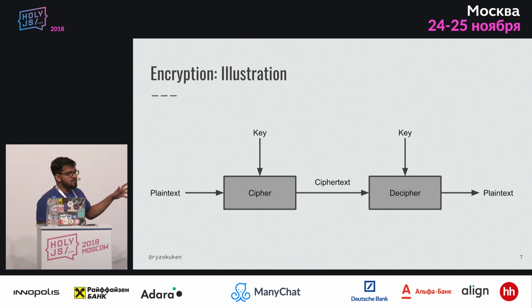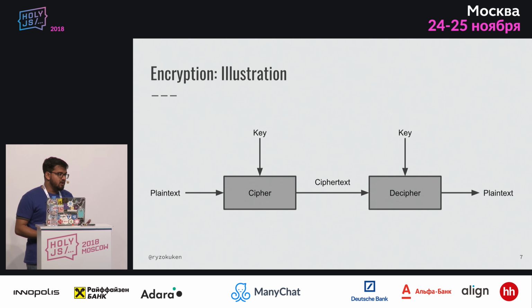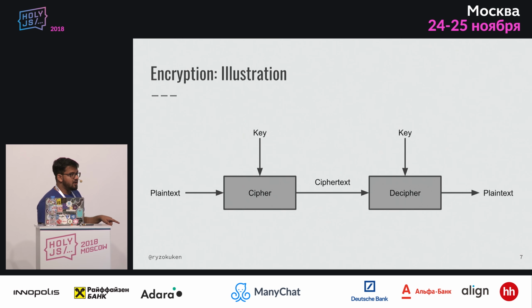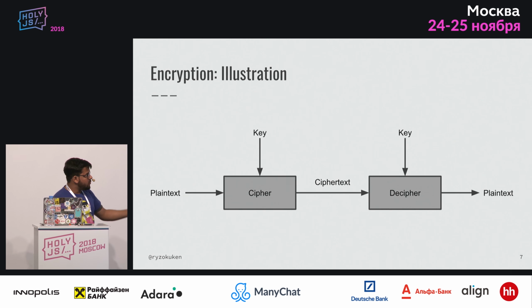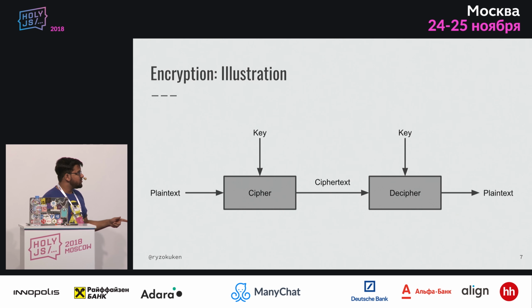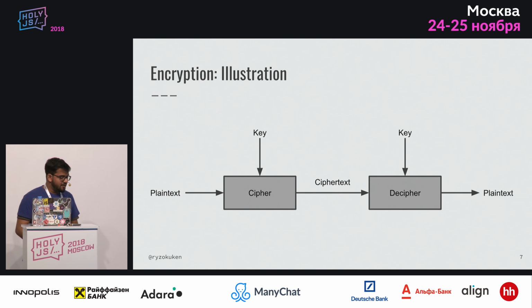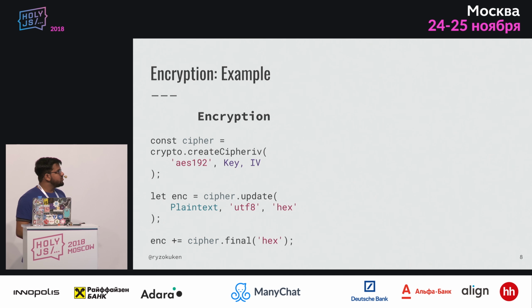It's perfectly clear at this point, but still, going with an illustration, here's plain text. You put plain text as the input to the cipher, you give it a key, and it converts that to ciphertext, which is what you transfer over the internet. And once you put that as an input to the decipher and give the key, it converts back to plain text. So that's nifty. How would you do that in Node.js code, though?